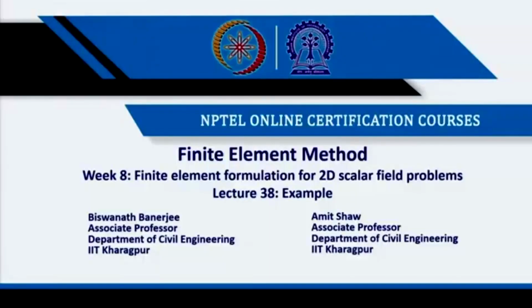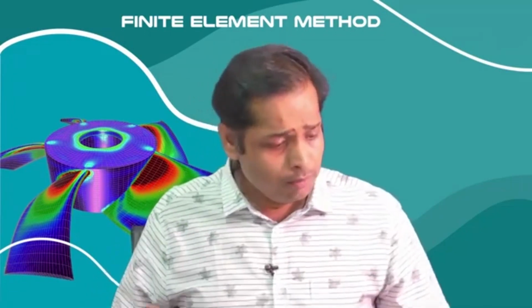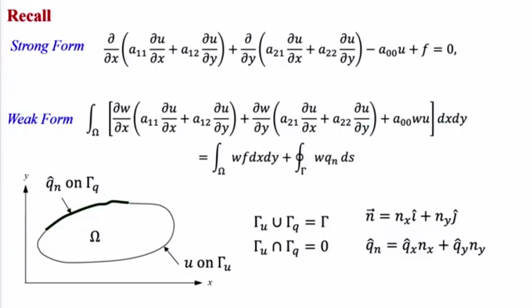So what we'll do today is we'll take an example and implement whatever we have learned so far to get a solution of a relatively simpler problem, and through that process once again we revisit all the steps involved in the finite element method. So to start with, if you recall, this is the general form of the strong form of a two-dimensional problem, and the corresponding weak form is this.